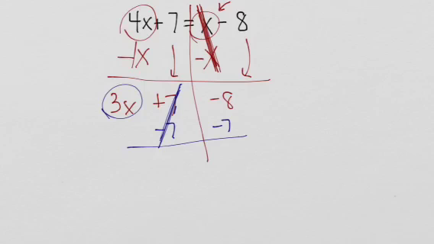So 7 minus 7 is 0. Now bring down the 3x. On the other side, again, it's a same sign add. It's 15. 8's bigger. It was negative, so it's negative 15.